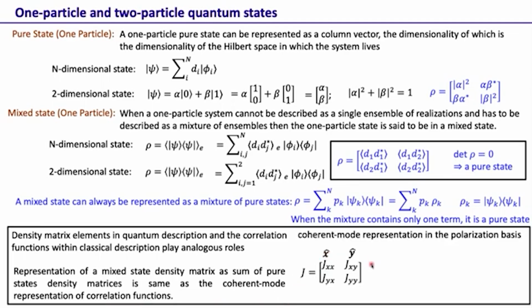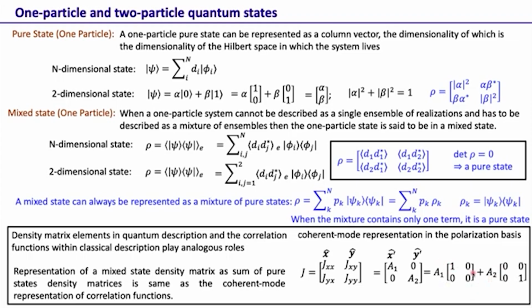So just to refresh our memories, this is the coherent mode representation we had done in the polarization basis. In the polarization basis, we wrote the polarization matrix like this in the xy basis. Then we said we can find a basis x prime y prime in which this becomes diagonal. That means in this basis we can write this J as a sum of pure states: a1 times this quantity, a2 times this quantity.